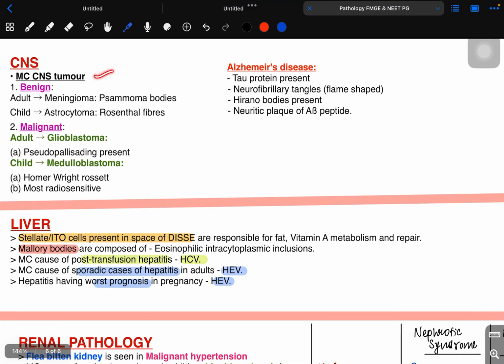Coming to CNS, the most common benign CNS tumor in adults is meningioma. We will find psammoma bodies. In children, it is astrocytoma. We will find Rosenthal fibers. If malignant in adults, it is glioblastoma, and we will find pseudopalisading. In children, it is medulloblastoma. We will find Homer-Wright rosettes and it is the most radiosensitive. Alzheimer's disease: tau protein is present, neurofibrillary tangles are present, flame-shaped, Hirano bodies are present and neuritic plaques of A beta peptide.